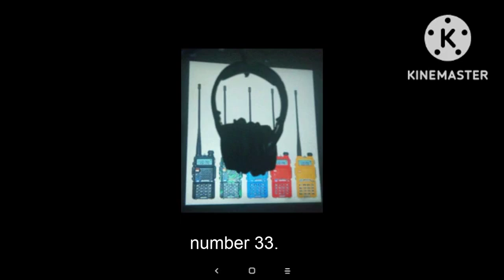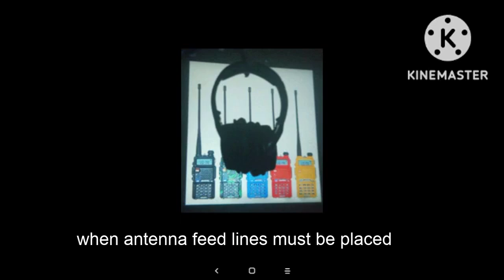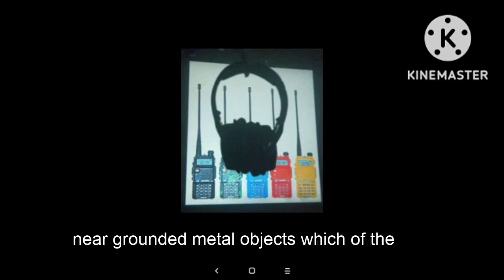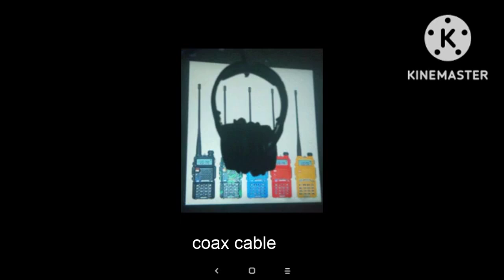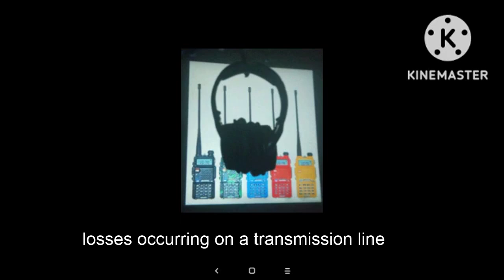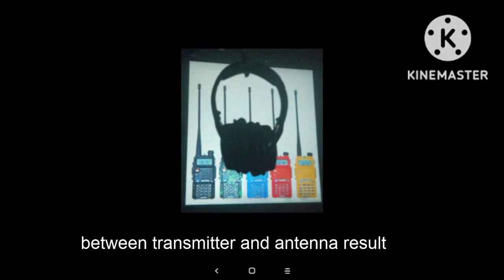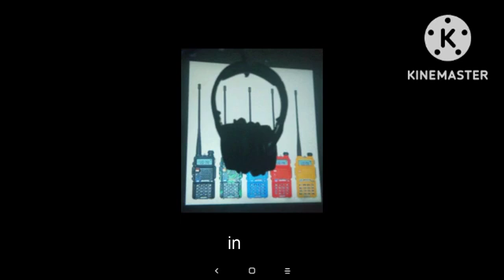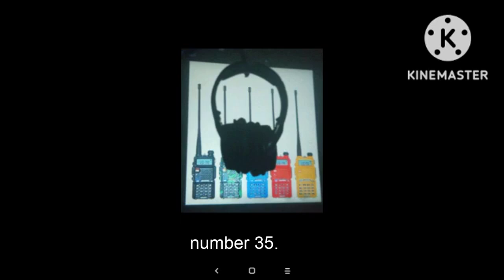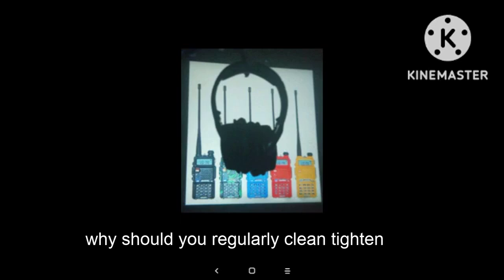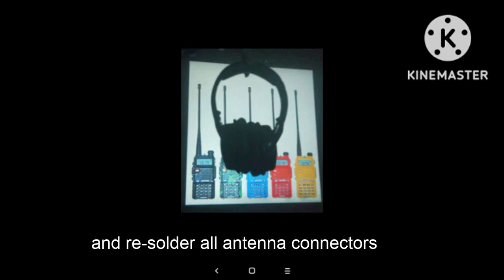Number 33. When antenna feed lines must be placed near grounded metal objects, which of the following feed lines should be used? Coax cable. Number 34. Losses occurring on a transmission line between transmitter and antenna result in less RF power being radiated. Number 35. Why should you regularly clean, tighten, and resolder all antenna connectors?